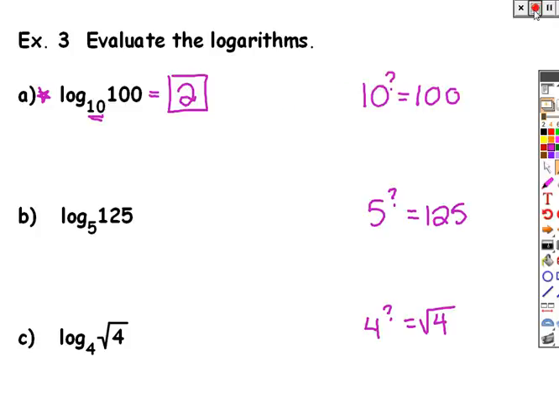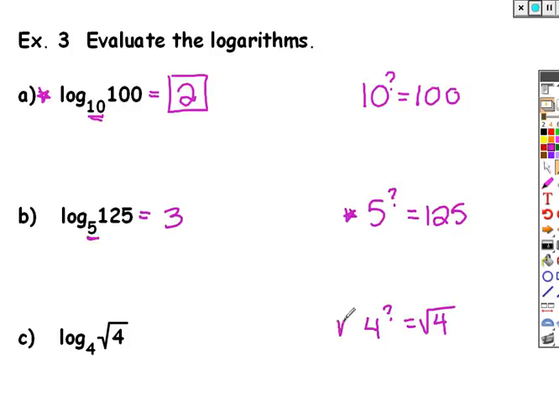So here might be my thought process on the next two. Log base 5 of 125 is saying, all right, 5 is my base. What would the exponent on 5 be to give me out 125? That exponent, which is what a logarithm is, would be 3. 5 to the third power is 125.